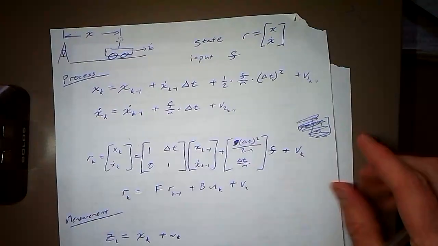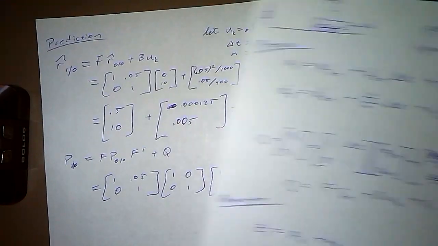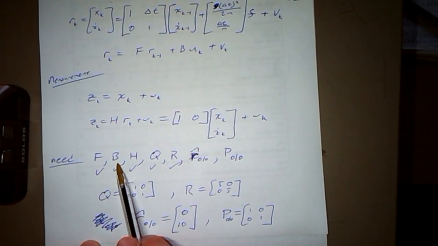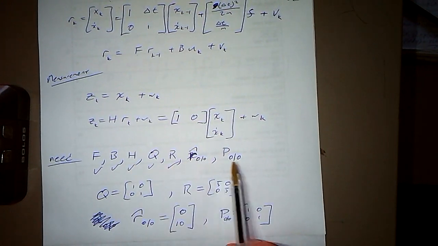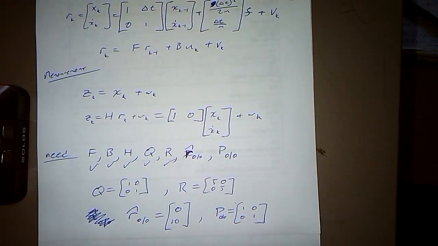Like I said, we're going to stop there with working through the equations. Because like I said, all the work comes in determining what the matrices need to be, F, B, Q, H, R, and then our initial estimates, the state estimate at time 0 and the error covariance estimate at time 0.